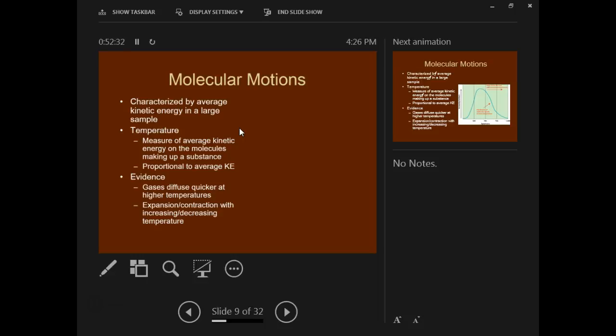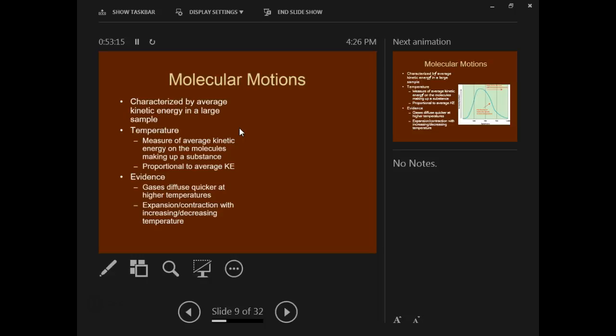Okay? So if something is hotter, on average, its molecules are vibrating faster than they were when it was cold. So temperature is a measure of the average kinetic energy of the molecules making up the substance. So, remember we said, is heat and temperature the same? No. Temperature is a measure of average kinetic energy. Heat is a transfer of energy, so temperature would be a measure of the average kinetic energy. So they're not the same thing. It's proportional to the average kinetic energy of the material.